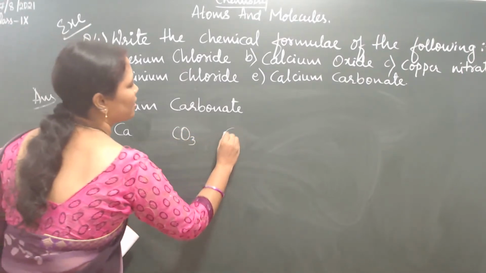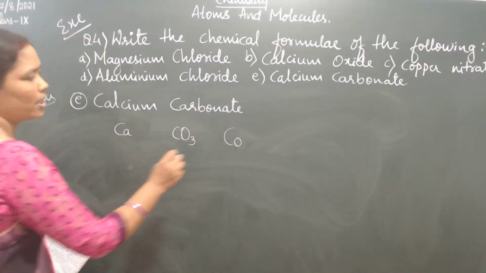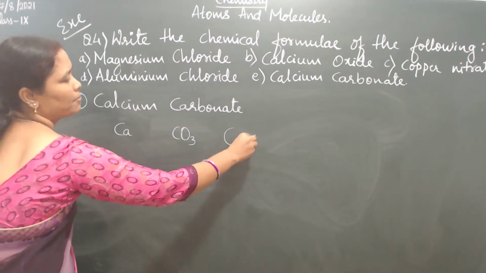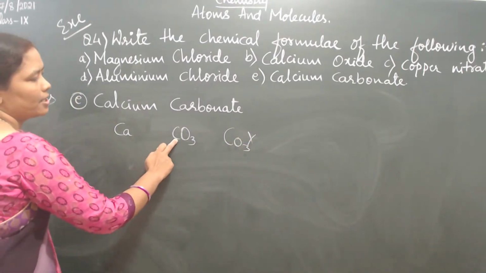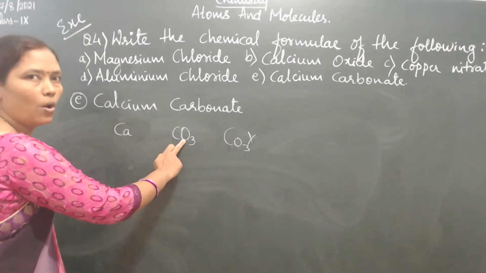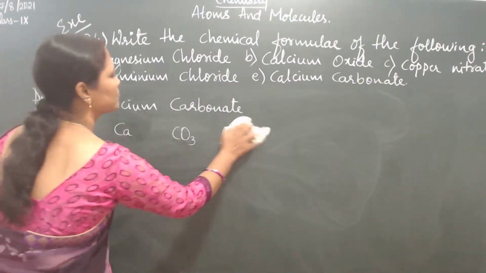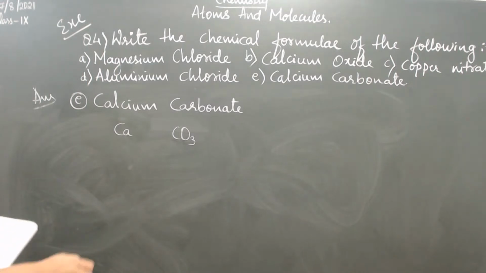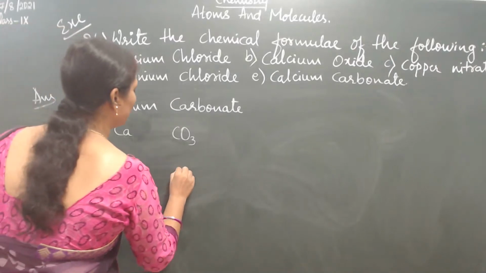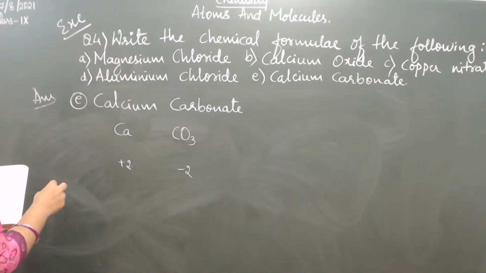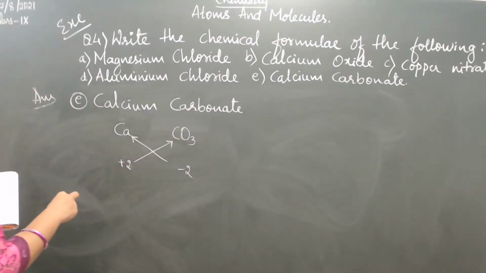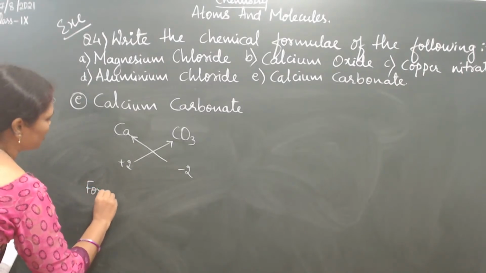CO3. Here don't write a small letter o. Some of the students will write it like this. So this is the wrong way. Here the symbol for the carbon is the capital letter C and the symbol for the oxygen is the capital letter O. Okay. Here the charge of the calcium is +2 and this polyatomic ion is -2. Again we have to do the crisscross, and the formula is like this.